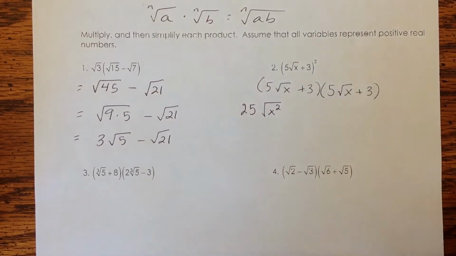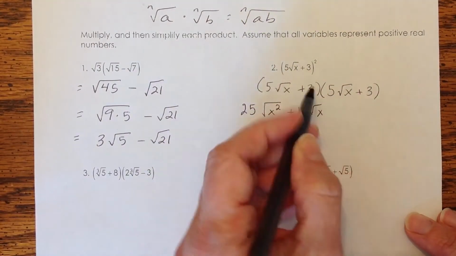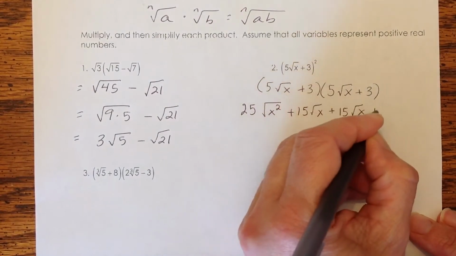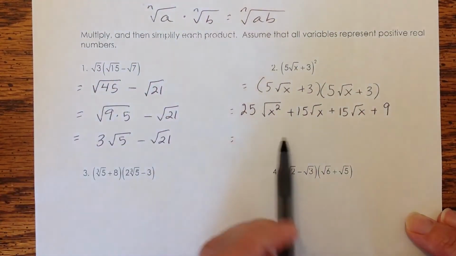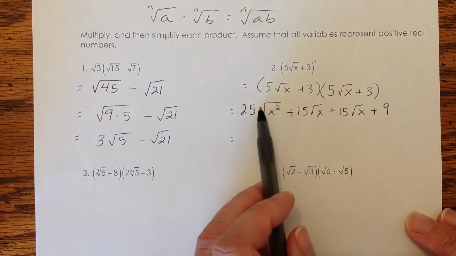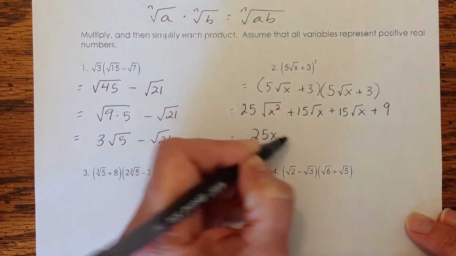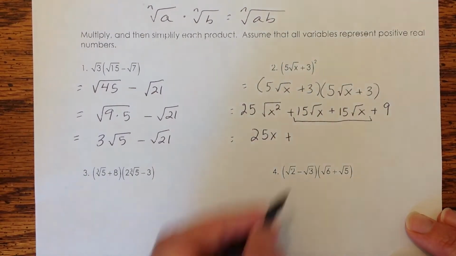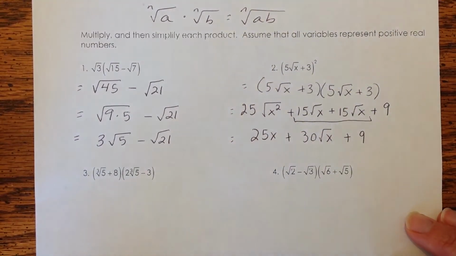Now we're going to go to the outside part of FOIL and say plus 15 square roots of x. Then we're going to come inside and get another 15 square roots of x, and then 3 times 3 is 9. Now this one here, the inside power matches the outside index, so we need to take 2 into 2 and say this becomes x. So we get 25x plus, these are like terms, so we add for 30 square roots of x plus 9. And there is our answer.